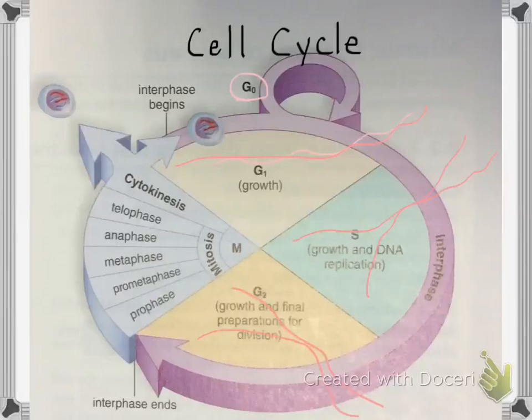Now what do we call this loosely dispersed DNA? Chromatin. This is called chromatin. It's loosely dispersed DNA. All right, now we're going to go into mitosis.